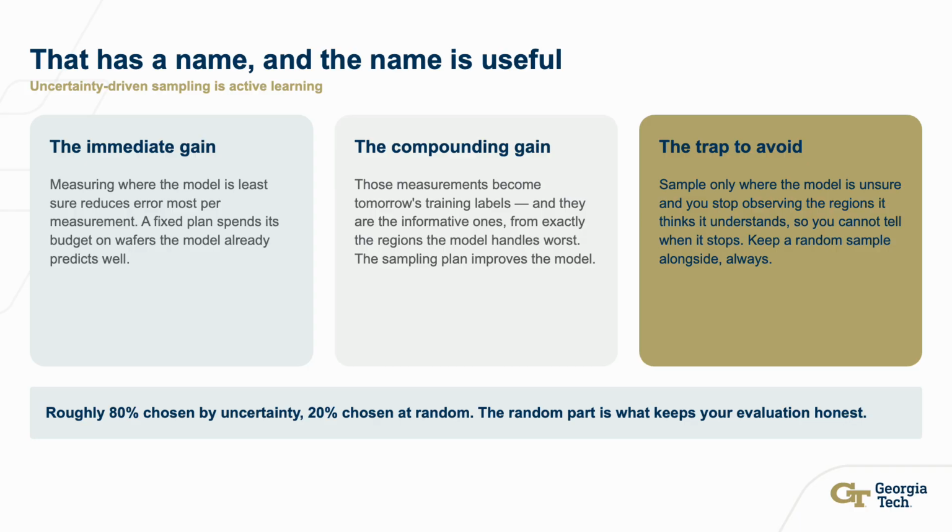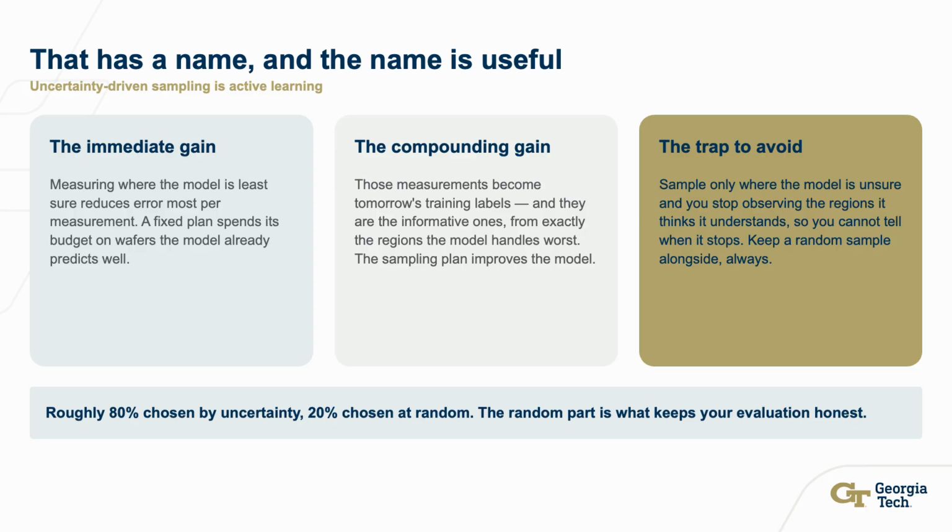Those measurements become tomorrow's training labels, and they are the informative ones, drawn from exactly the regions the model handles worst. So the sampling plan improves the model, which improves the sampling plan. Over months that compounds, and it is a much bigger effect than 14% on the previous slide.